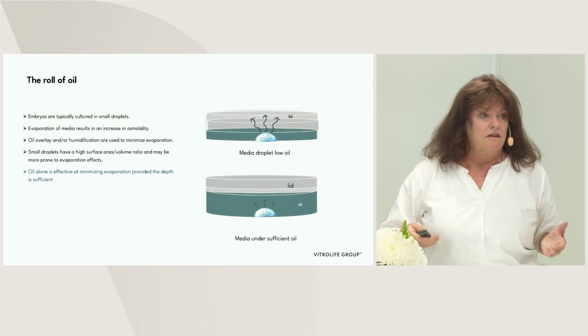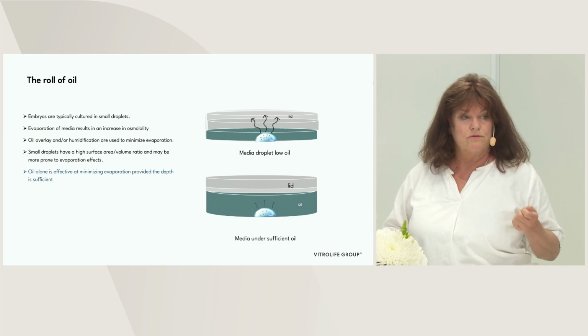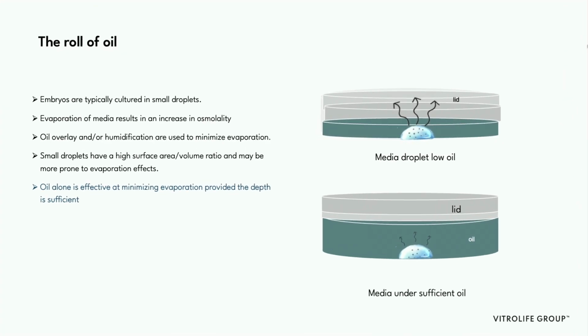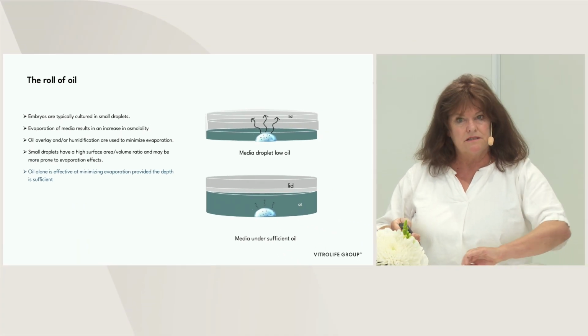There are different things that can affect these shifts in osmolality. One of them is the role of oil. As we know, clinics typically use oil overlay or humidification to control the evaporation of media to prevent these osmolality changes. Oil overlay prevents evaporation, but it's also about the droplet size. If you have droplets, there's actually a large surface area exposed that can increase the evaporation. Oil alone, however, is effective on its own without humidification to prevent osmolality shifts, provided you have a high enough oil overlay. So this is very crucial.